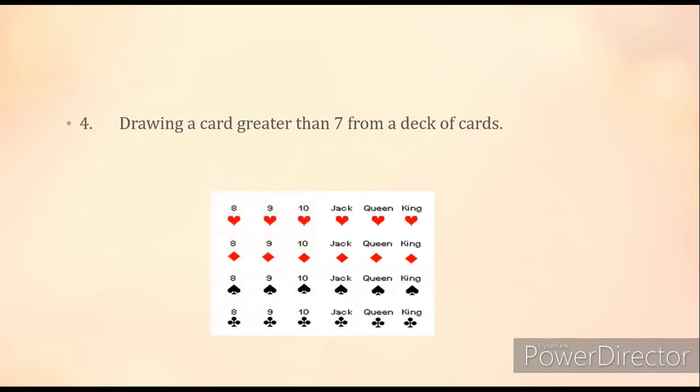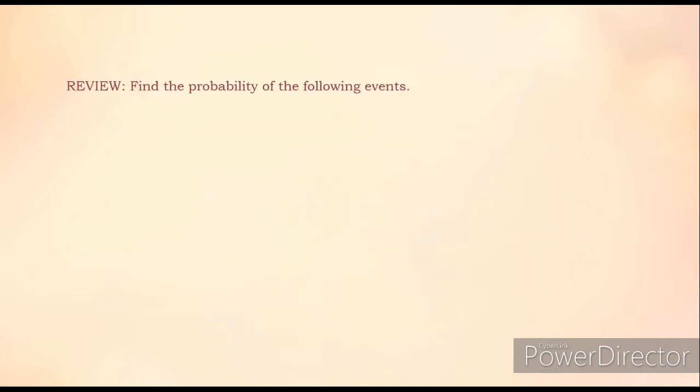Number 4. Drawing a card greater than 7 from a deck of cards. The sample space are 8 of hearts up to king of hearts, 8 of diamonds up to king of diamonds, 8 of spade up to king of spade, and 8 of flowers up to king of flowers. So that is our drill. Let us now proceed to review.